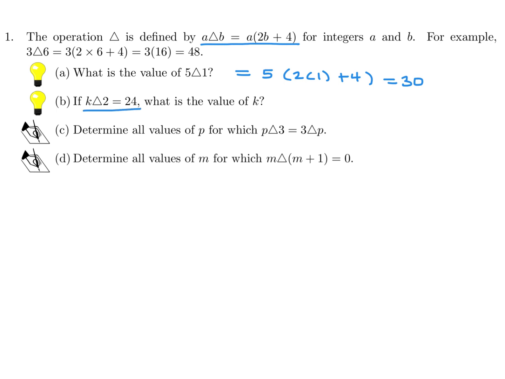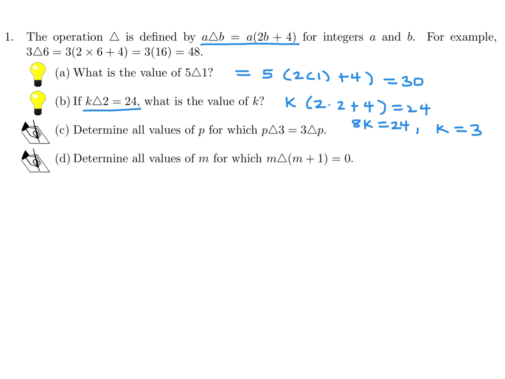If k symbol 2 is 24, what is k? Again, according to the definition, it would be k times 2 times 2 plus 4 is 24. And that would be 8k is 24. Solving that, you get k equal to 3.